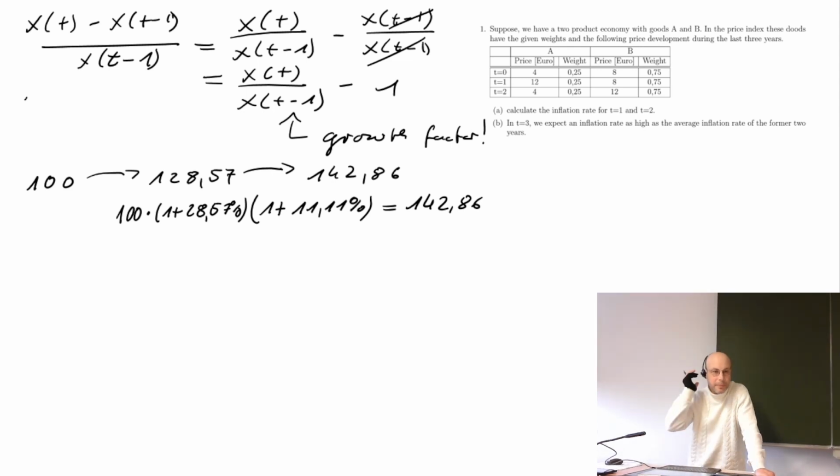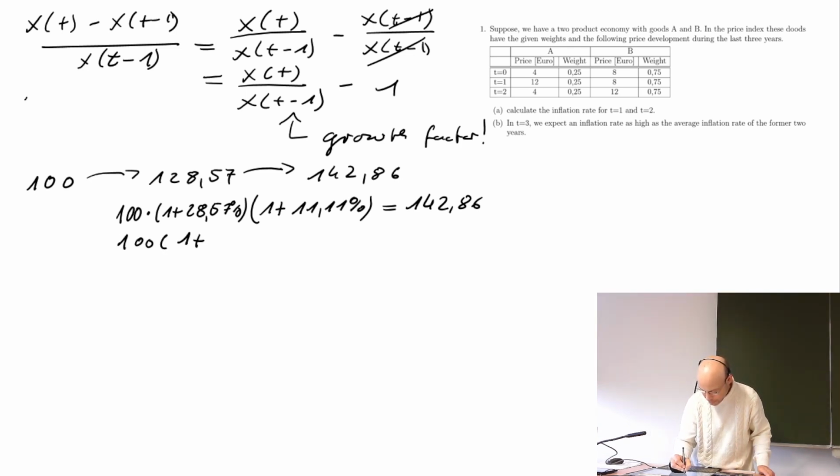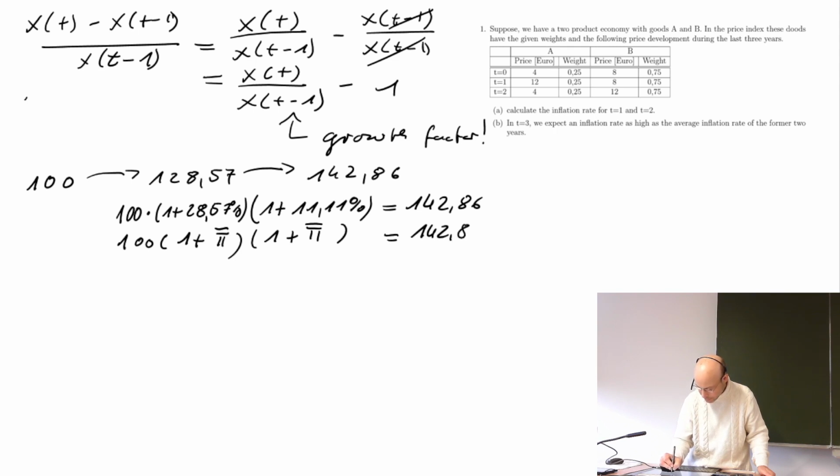And this is then 142.86. And the thinking now is which constant inflation rate in the last 2 years would also lead to the process that coming from 100 I end up at 142.86. So 100 times 1 plus pi is quite often used for inflation rate. Since we have an average inflation rate, let's take 100 times 1 plus pi bar times 1 plus pi bar equals 142.86. And now we have to solve this for pi bar.